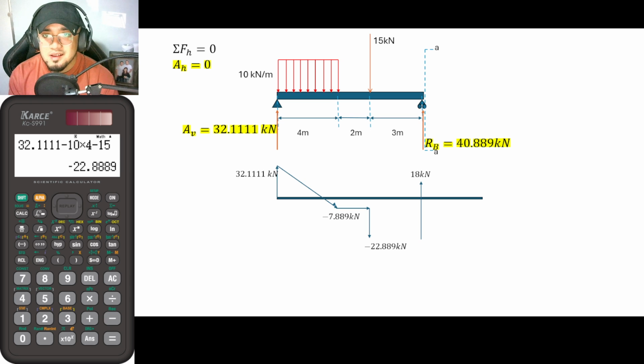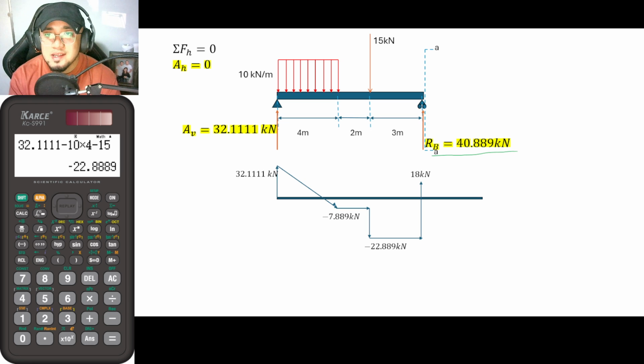Oops, what happened? I'm sorry. So we have a spoiler here of 18 kilonewtons. I'm sorry, so that was not supposed to happen. Anyway, so where did this 18 kilonewton force come from? So let us now cut a section a little bit to the right of RB in such a way that in our analysis, RB will now be included.